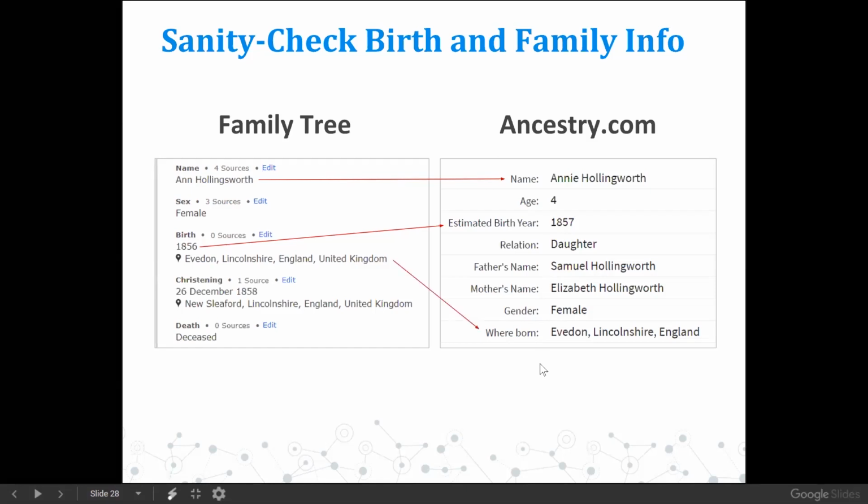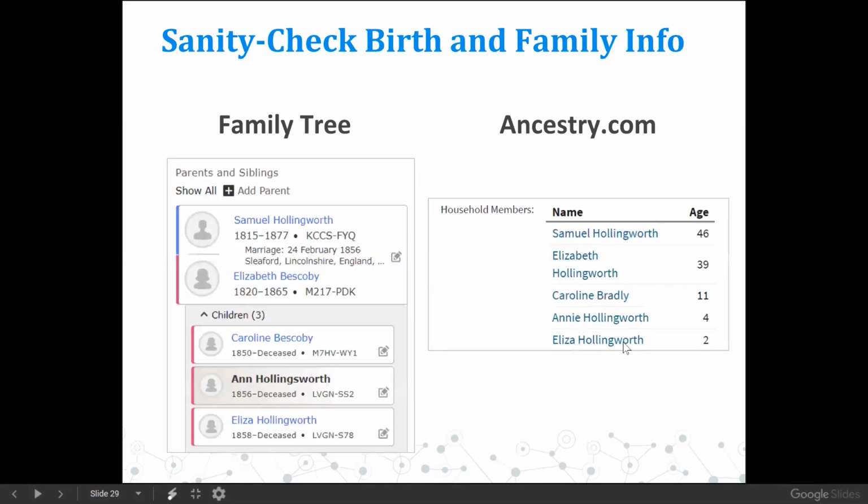And then finally, we notice that the birthplace is exactly the same. We've got Evedon, Lincolnshire in Family Tree and Evedon, Lincolnshire in Ancestry. Let's sanity check the family now. So in Family Tree, we've got Dad Samuel, Mom Elizabeth, and the kids. As we match them up, we see Samuel's over there, and his age computes to be about right. Elizabeth, same thing. It's pretty close to what we would expect it to be.